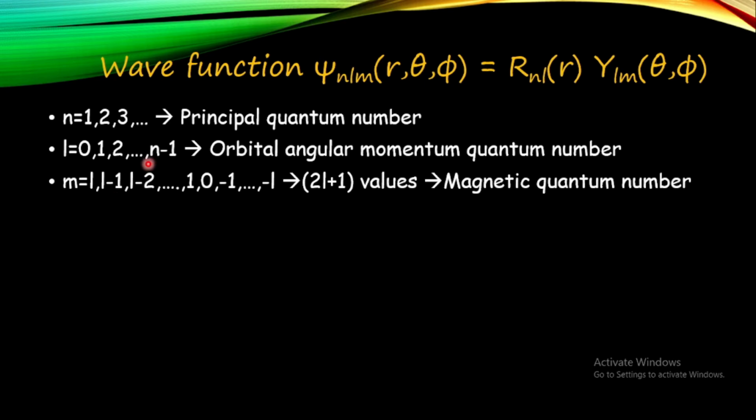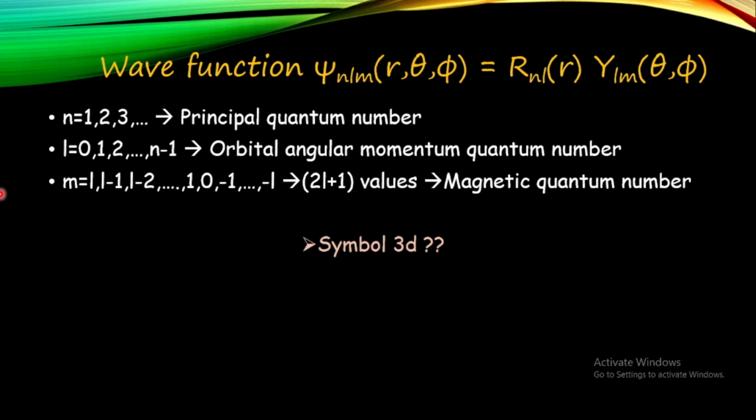Coming to M, it runs from minus L to plus L. So for L equal to 1, if you substitute L equal to 1 in this term, we can observe that 2 into 1 plus 1 will be equal to 3. So there will be 3 magnetic quantum number values, and it takes the values from minus L to plus L. So M will be equal to minus 1, 0, plus 1. So totally 3 in number. So this is how we are going to understand the concept of these quantum numbers in case of the wave function.